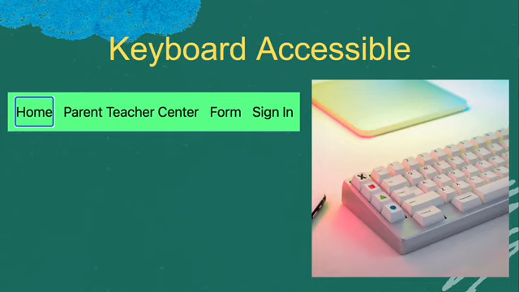In addition to that, as you can see from the screenshot on the screen, there's a box around the option you are currently hovering over. This change aligns with the operable principle and the WCAG 2.1 guideline on keyboard accessible.